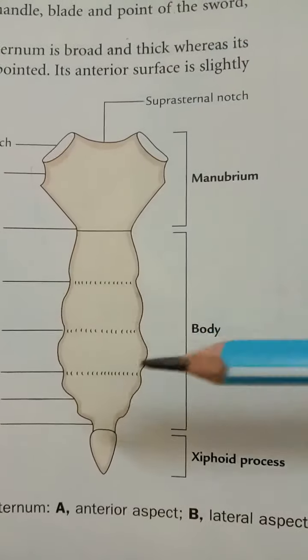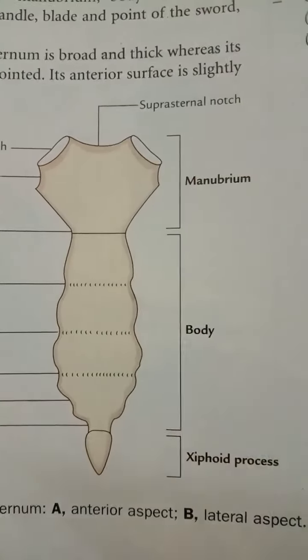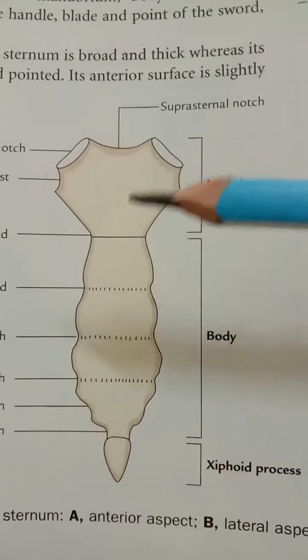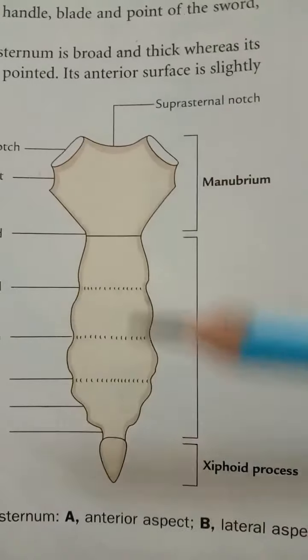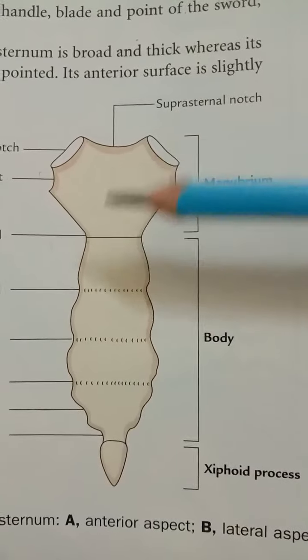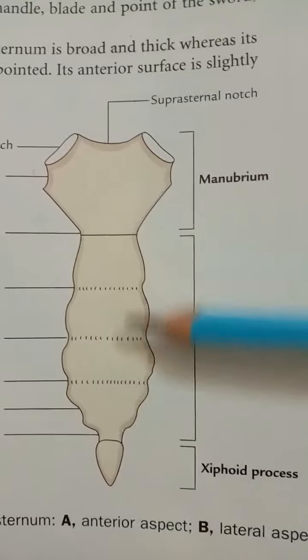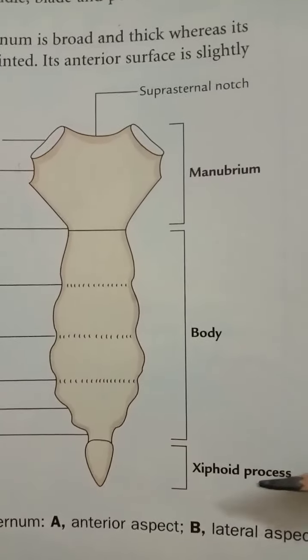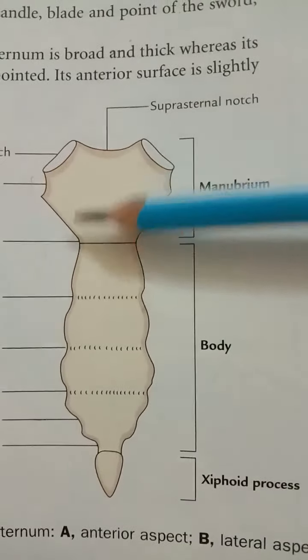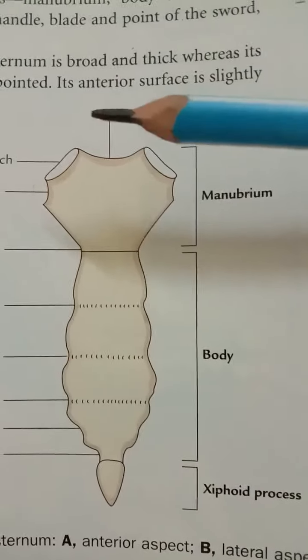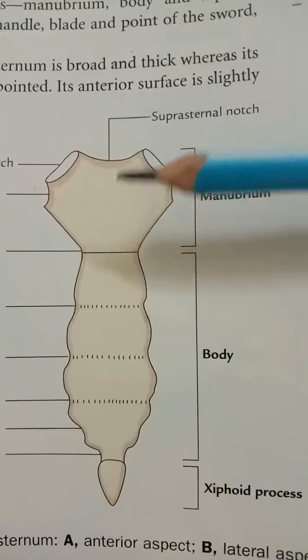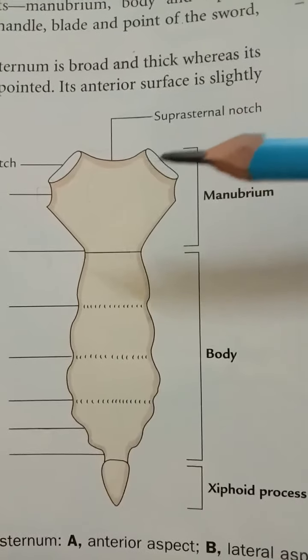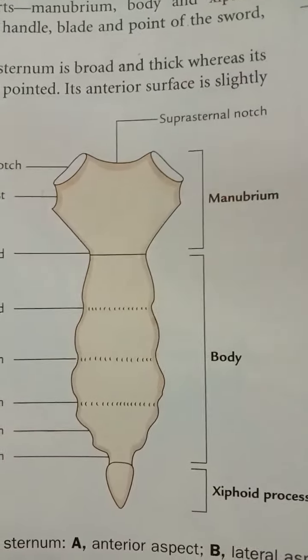So here in this diagram you can see the sternum, and it is divided into three parts. This is the upper part called the manubrium sterni, then the middle part called the body, and the lowermost part called the xiphoid process. So let's see the manubrium. The manubrium is quadrilateral in shape, and it is the thickest and strongest part of the sternum.